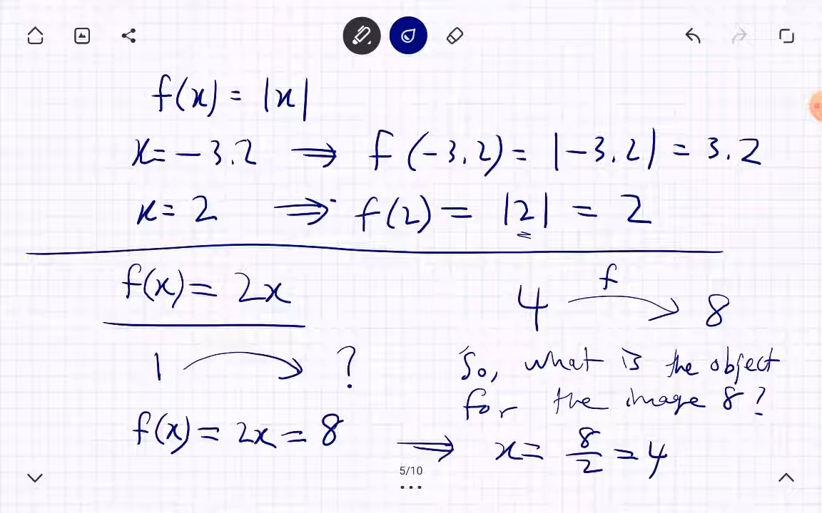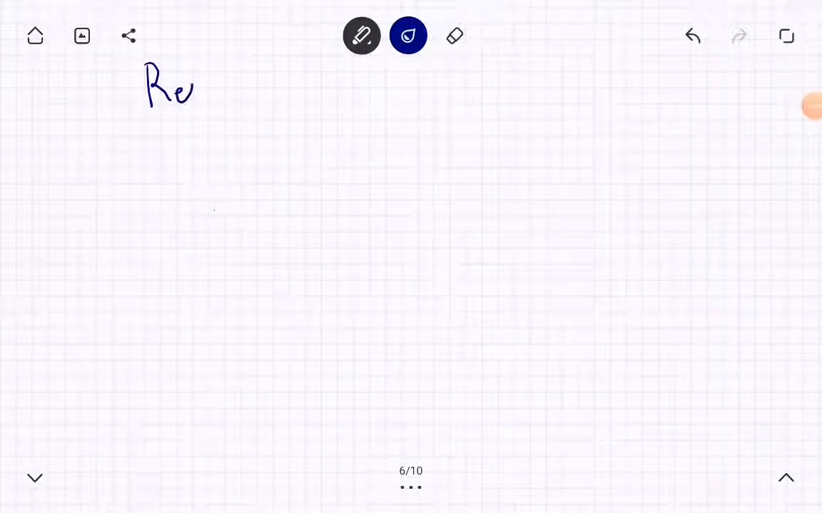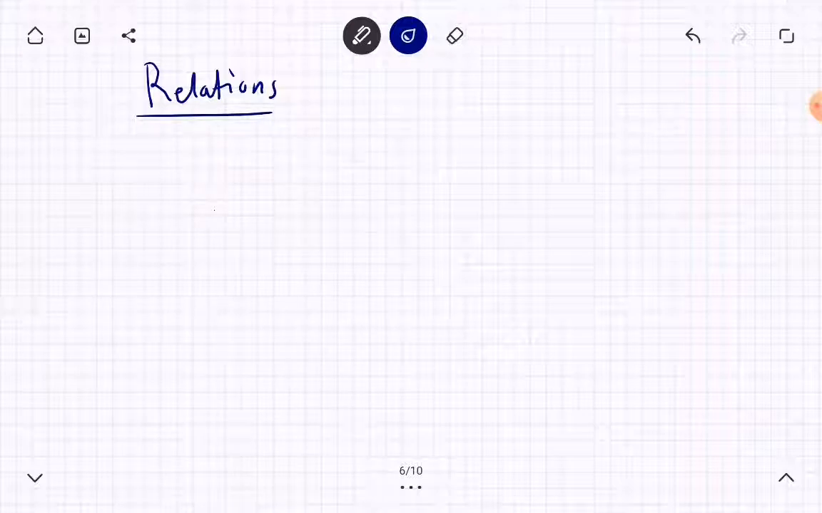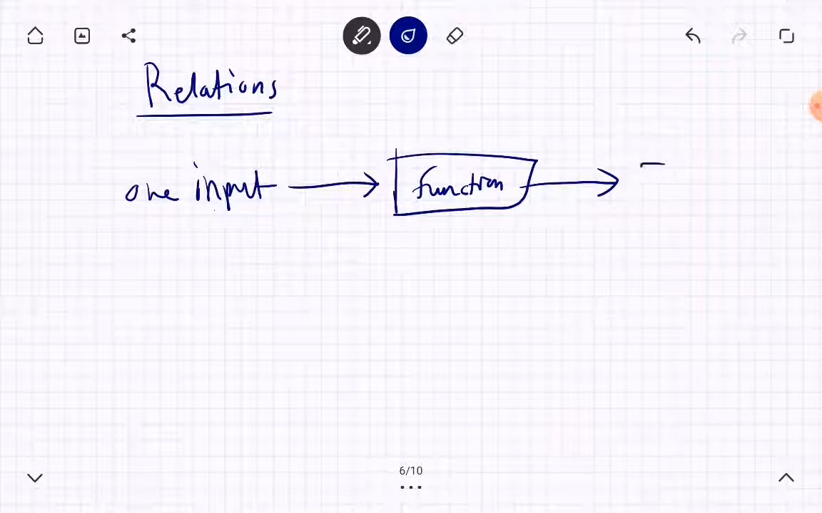All right, nice. So now we will talk about relations. The important thing about a function is that you have one input, you put it into a function, and you must get one output.